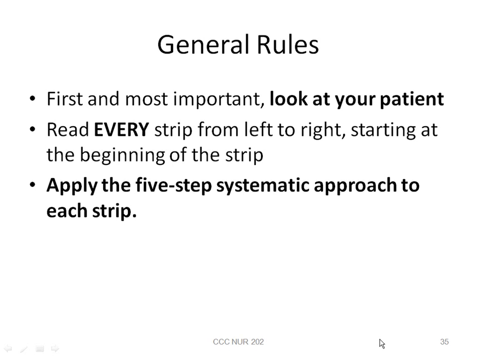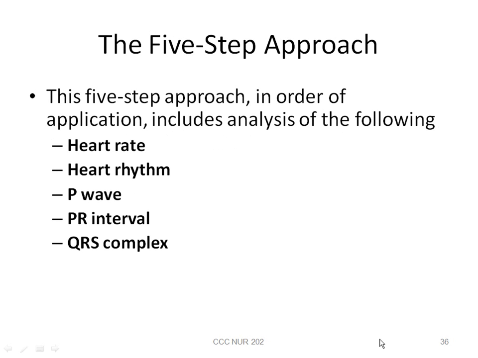Read every strip from left to right, starting at the beginning of the strip. Read from left to right, just like we normally read. And then as we do the rhythm strip, we're going to use a 5-step systematic approach to looking at each strip. Now, some books will say 7, some will say 6, and we kind of combine a couple of steps together as we look at this 5-step. But if you'll follow a systematic approach to looking at rhythm strips, you will see that it makes it very easy, okay?